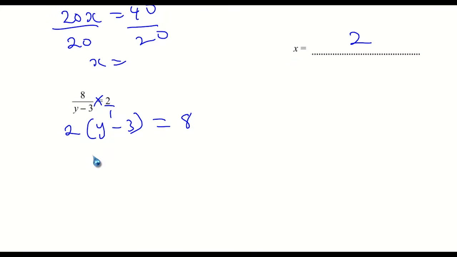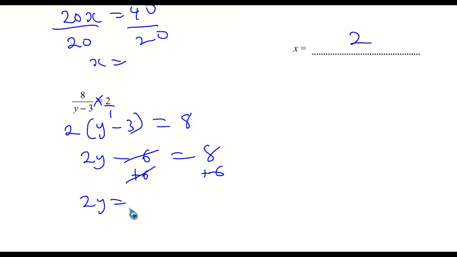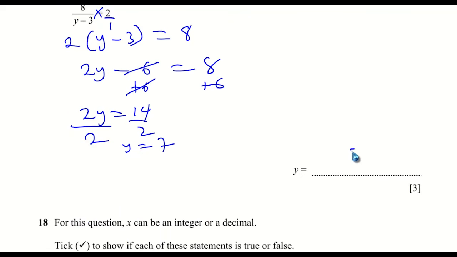So let's expand the bracket. You have 2y minus 6 equals 8. If you solve this, plus 6 here, plus 6 here, this eliminates this. So you have 2y equals 8 add 6, that's 14. Divide both sides by 2. So y equals 7.